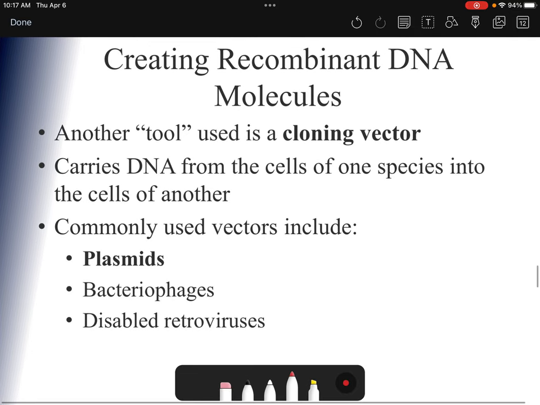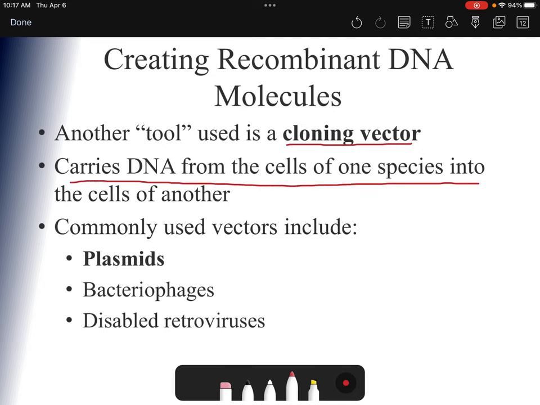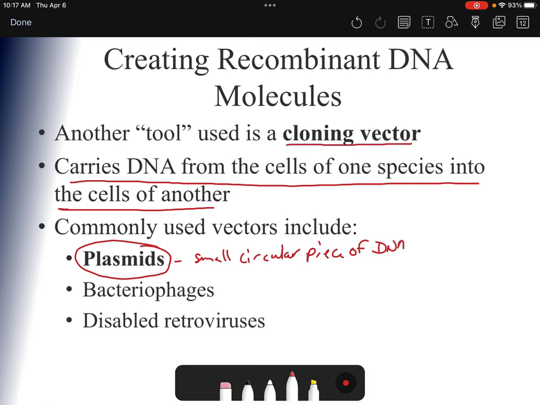So besides the restriction enzymes, we also need what's called a cloning vector. A cloning vector carries the DNA of cells from one species into the cells of another. Now, a lot of times plasmids are used. This is what we used in our transformation lab, but it's a small circular piece of DNA. And it's found in bacteria, and usually it doesn't have genes on it that the bacteria necessarily needs to survive, but it oftentimes has antibiotic resistance genes on it, which are very helpful to the bacterium.